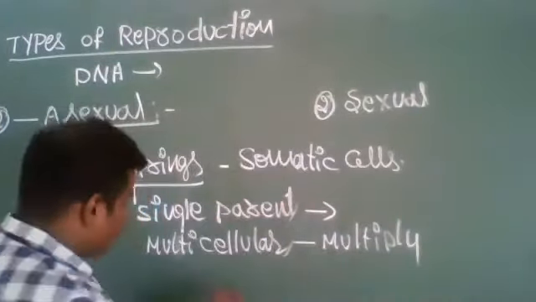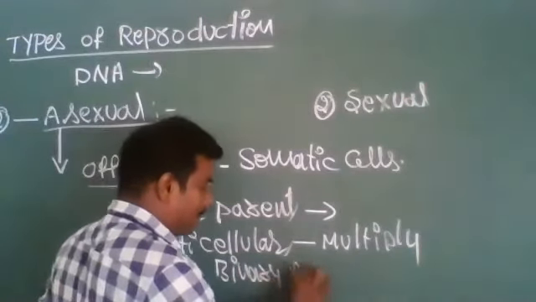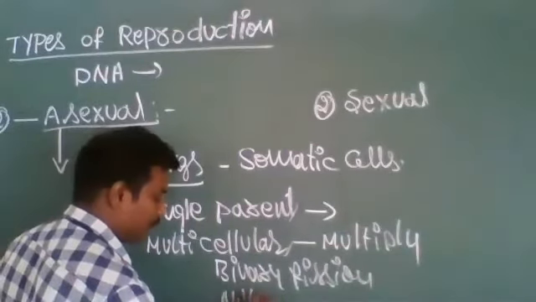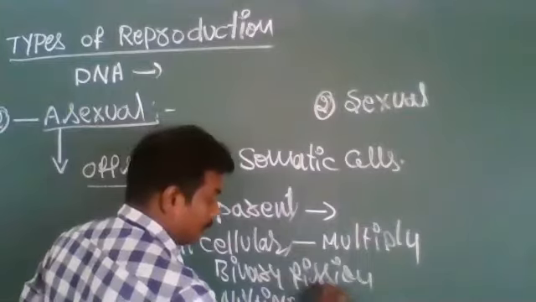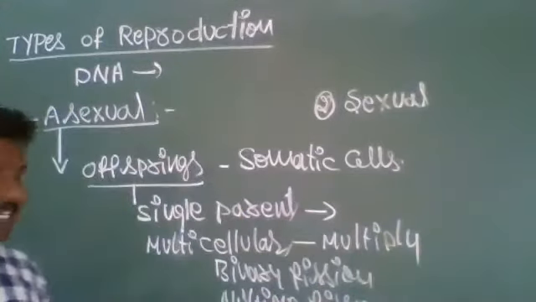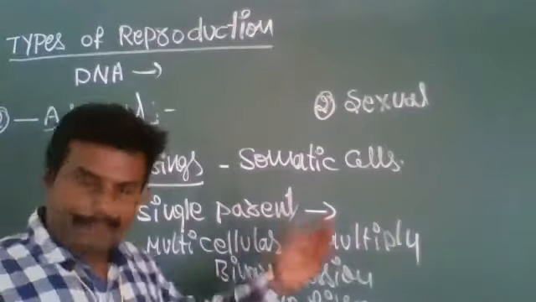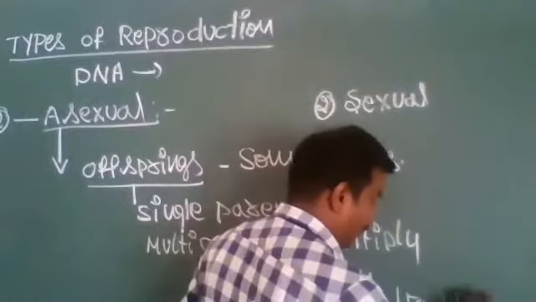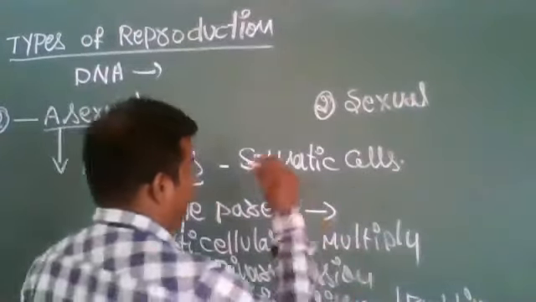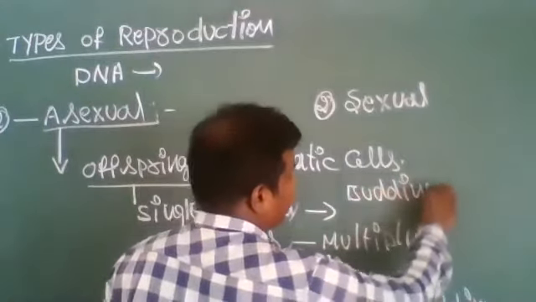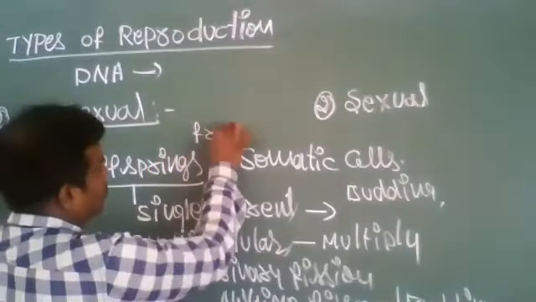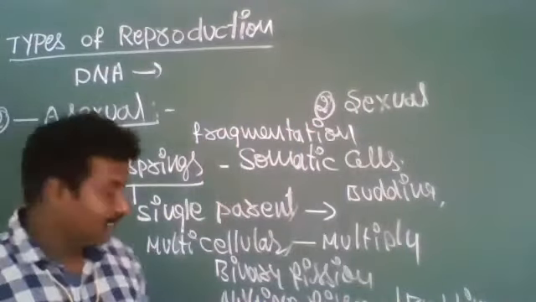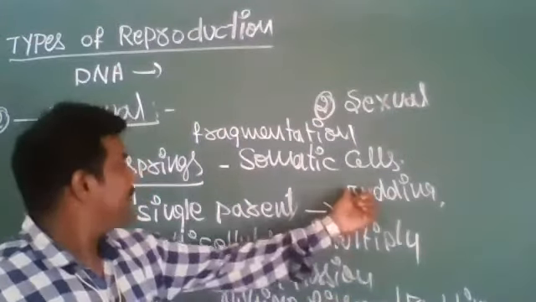either by binary fission, or by multiple fission, or by budding, or by fragmentation. A single-cell or multicellular parent multiplies through these processes.